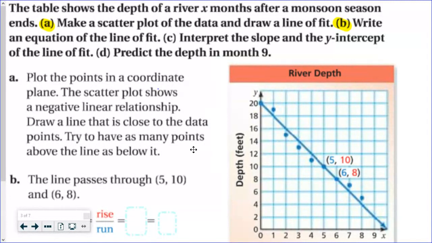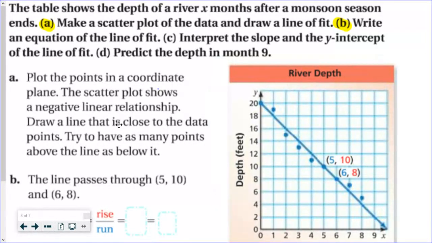So the goal is to draw a line that is so close to the data points to try and have as many points above it and below it. It should really be an average. You might have some points that are way above or way below. Those are your outliers. But we want a line that represents the average, not just any line with the same number of points above or below, but the average.